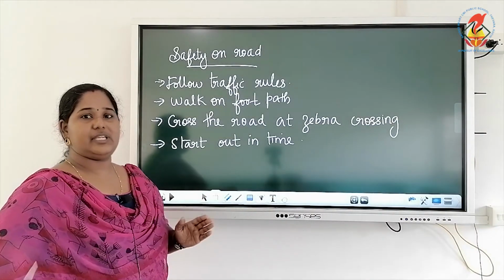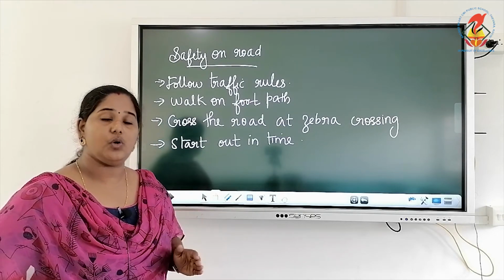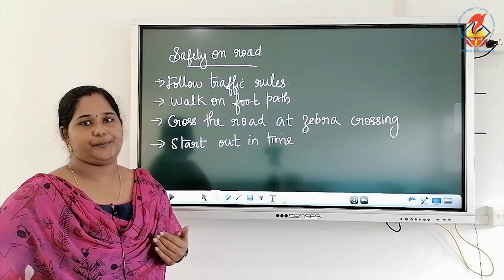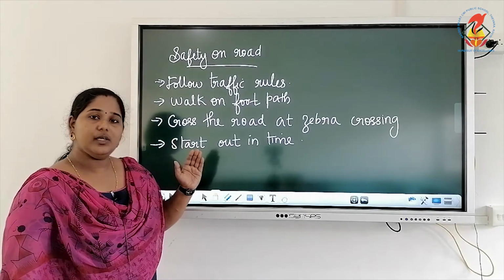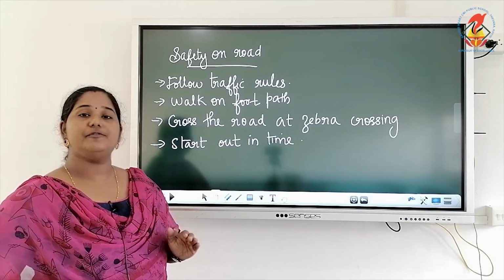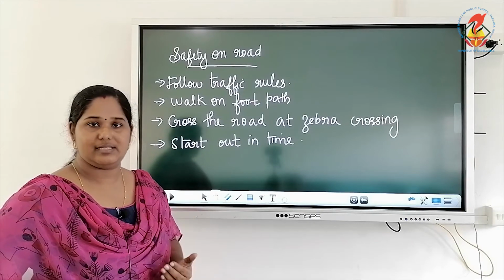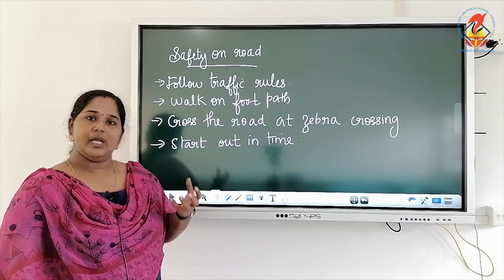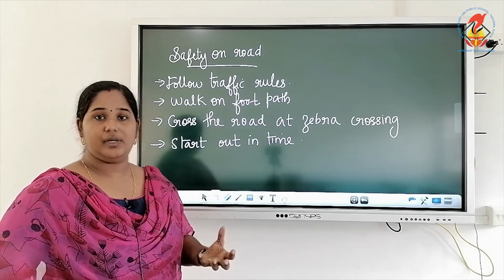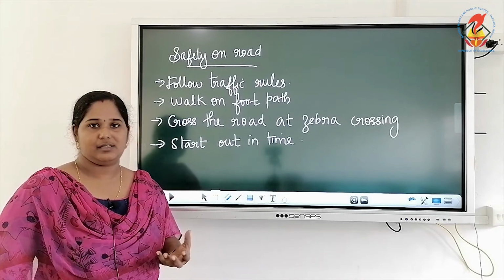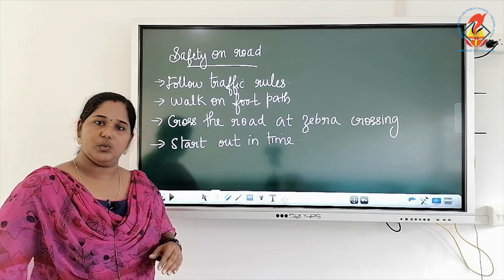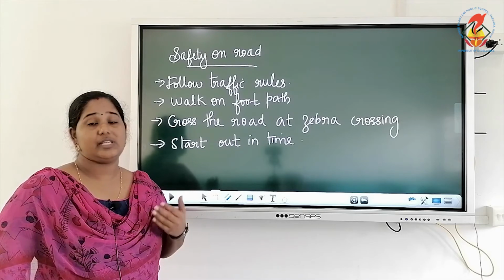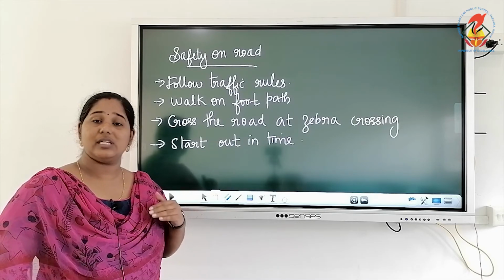The next safety rules are to be followed on the road. That is very important, and I hope you all are following it. On the road, the first thing is you have to follow the traffic signals, which are meant for our safety. We know that red light is to stop and green light is to go. If you are not following the traffic signal, you will have to face consequences or dangerous situations that can threaten your life.